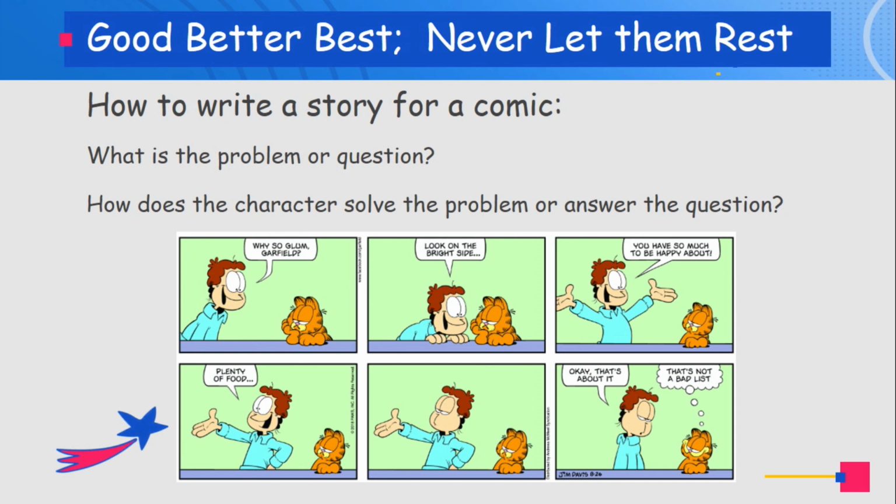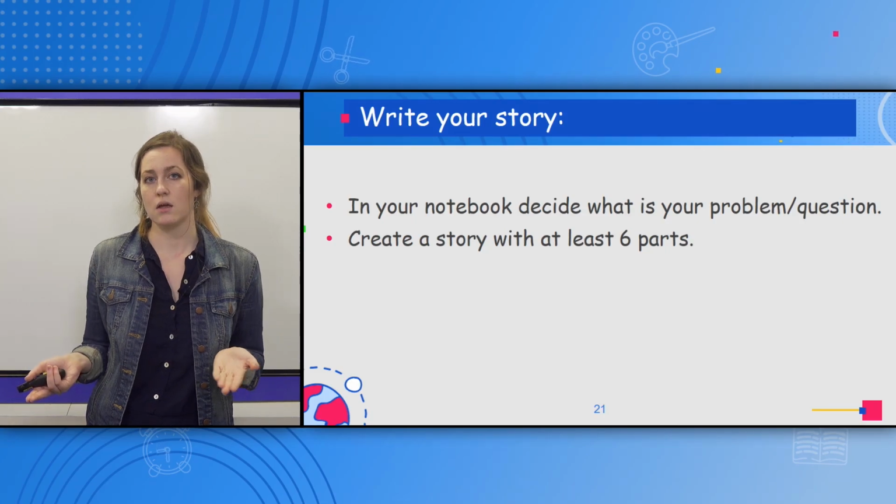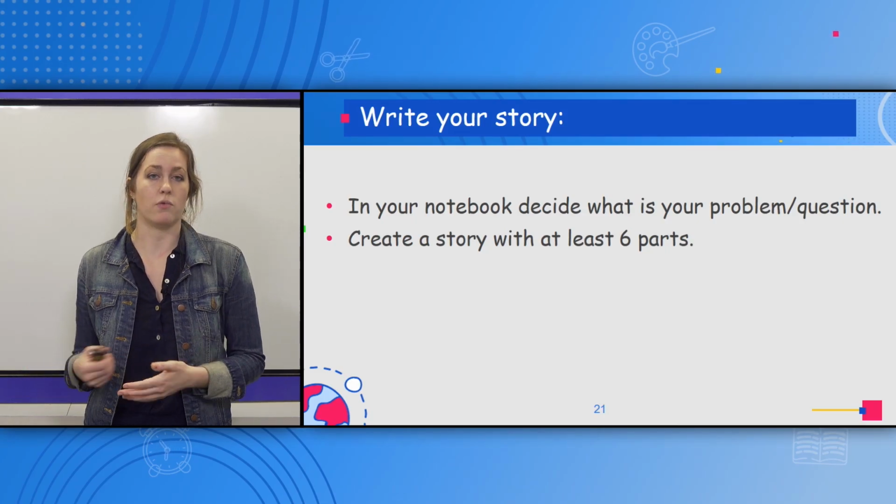So the problem was Garfield was sad. And the solution, or the answer to the problem, was John said, "We have plenty of food." And Garfield was happy. So that's the basic way to write a story, is you have a problem or a question and an answer to that problem or question.